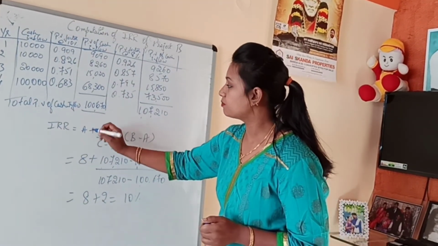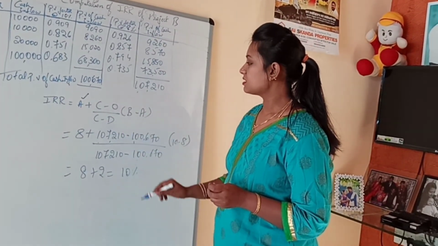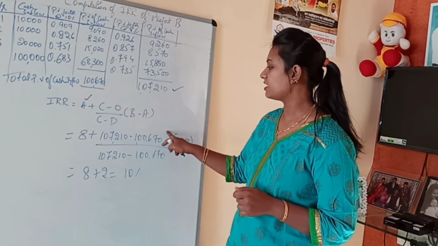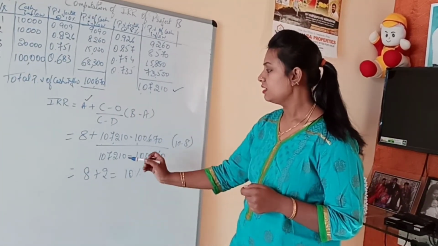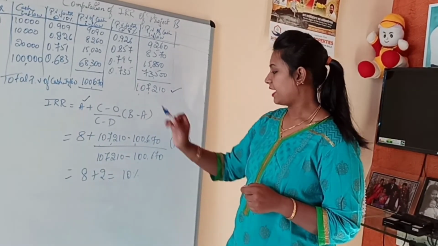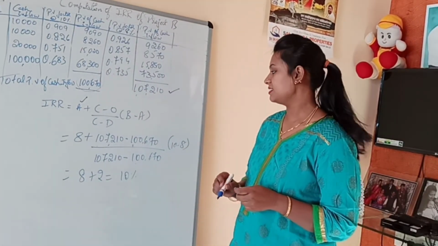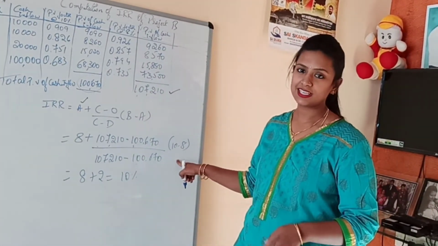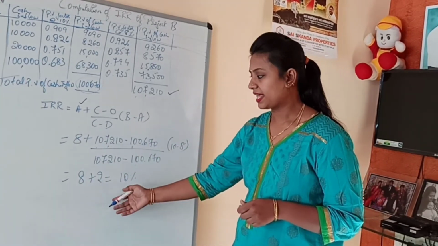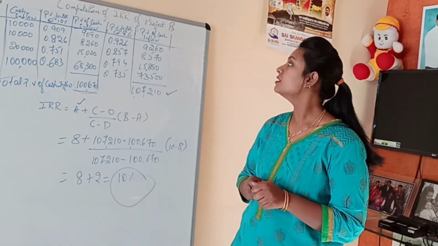Now for project B, A will be 8 and C would be 1,07,210. Original investment they have already given in the question, and again C would be 1,07,210 minus D would be 1,670, and 10 minus 8. B minus A is 10 minus 8. So when you calculate, you will be getting IRR as 10% for project B.